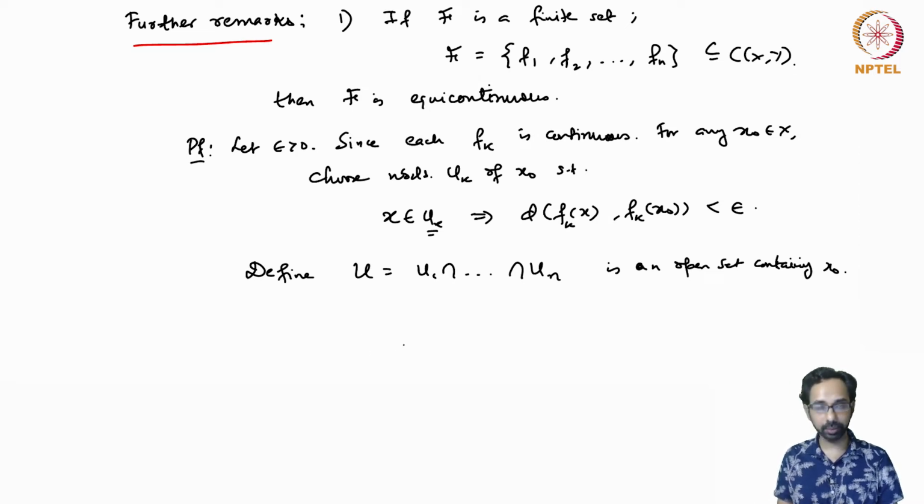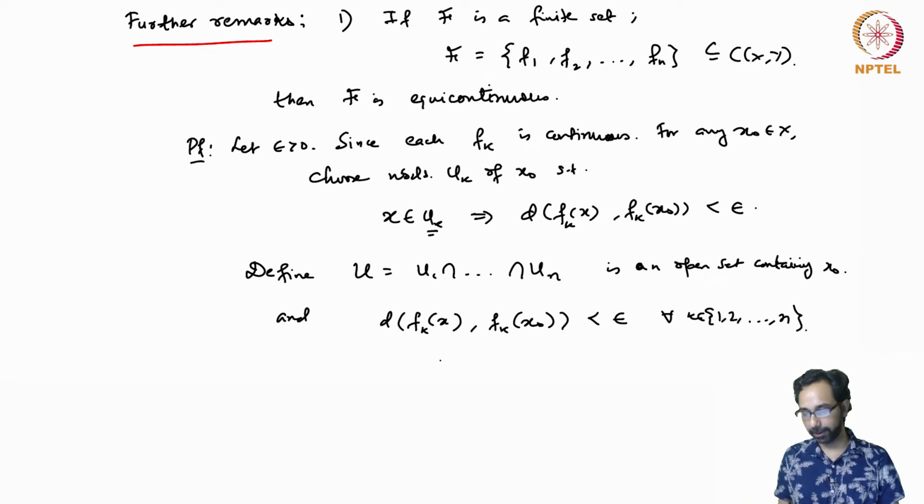So U is a neighborhood of x0, and we have that d(f_k(x), f_k(x0)) is less than epsilon for all k in the set 1, 2, up to n, and this is because x belongs to each of these U_k's, so the same neighborhood will work for all these functions f_k. So we see that if you have a finite set of continuous functions, then this subset is equicontinuous at all points.